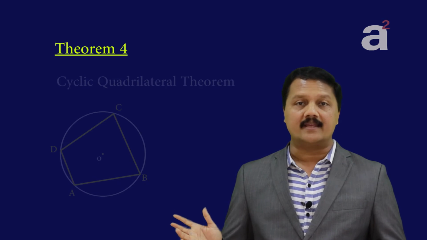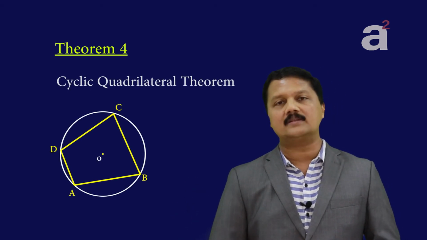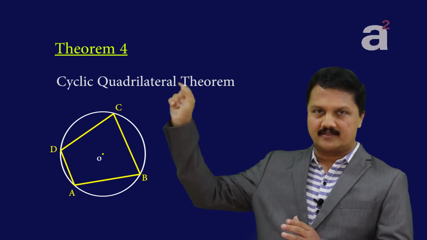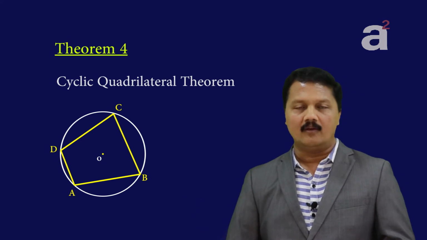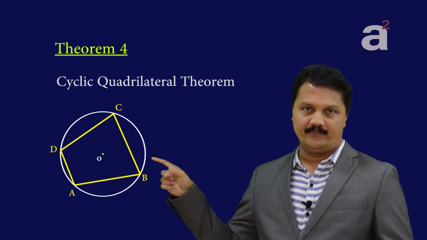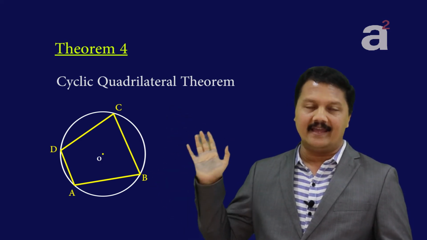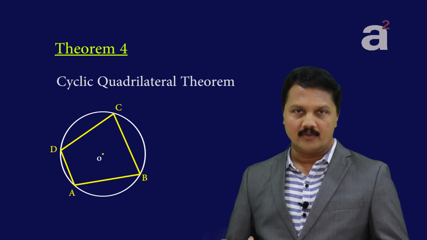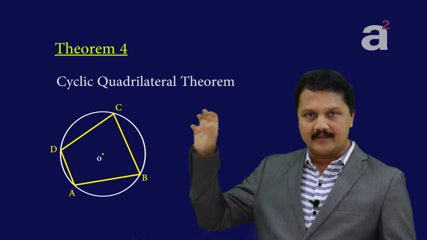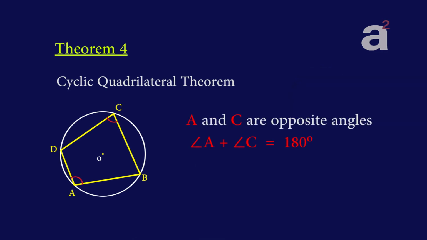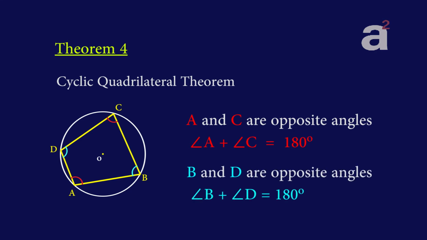Theorem number 4, cyclic quadrilateral theorem. What's a cyclic quadrilateral? If all the vertices, you see the vertices, 4 vertices are there. All the vertices of a quadrilateral are the points of a circle. Then this quadrilateral is called a cyclic quadrilateral. For a cyclic quadrilateral ABCD, opposite angles make 180 degrees. That is, angle A plus angle C is equal to 180 degrees. Angle B plus angle D, they are opposite, is equal to 180 degrees.